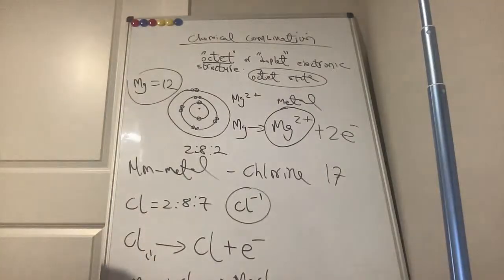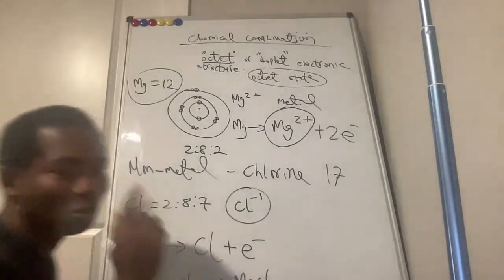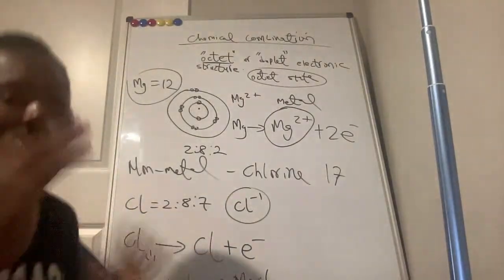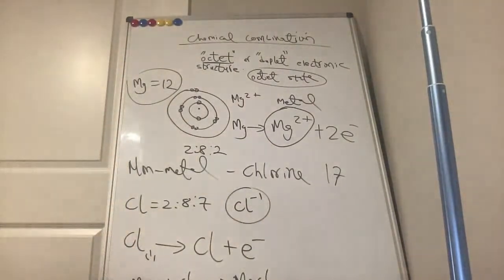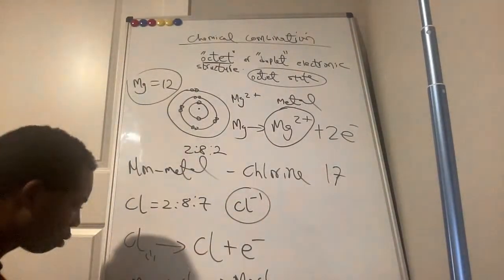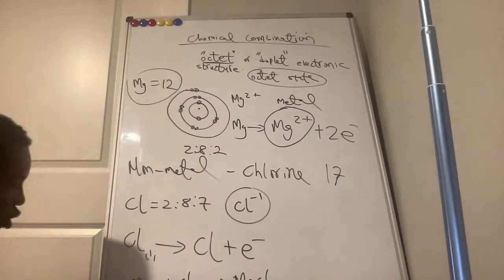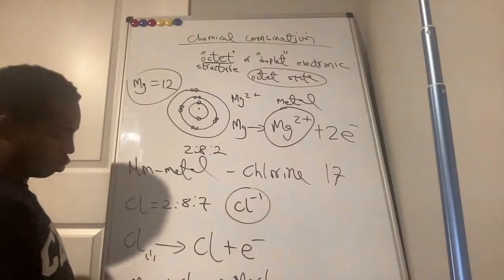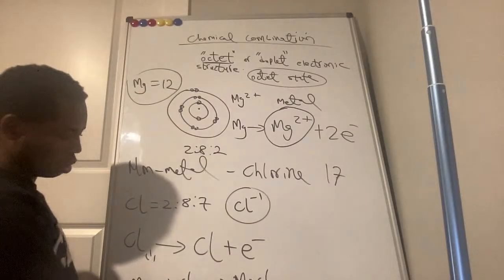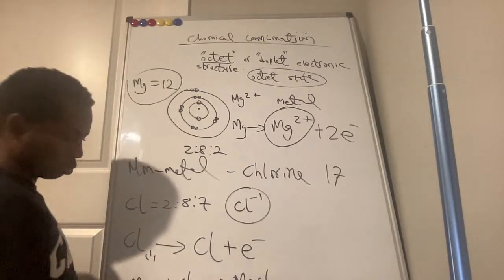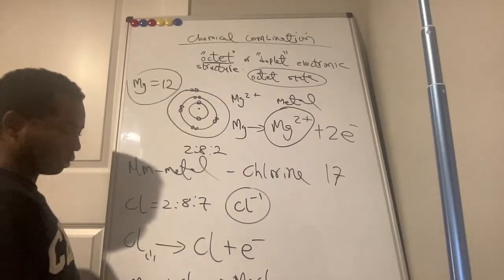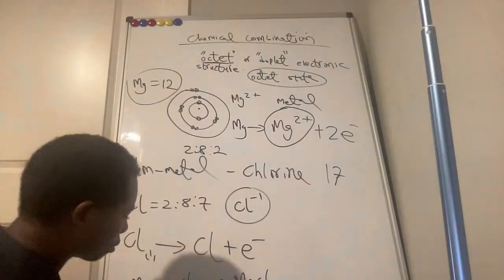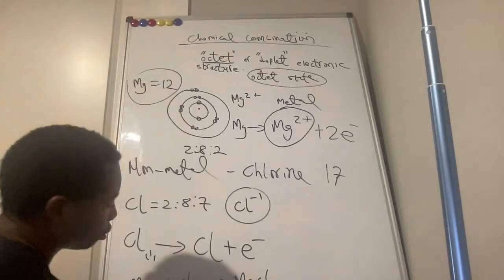So let's balance the reaction. At any point in time, our reaction must be balanced. Okay, let's proceed. Magnesium is 1 mole here. Chlorine is 2 moles. The reaction is balanced. Balanced reaction.